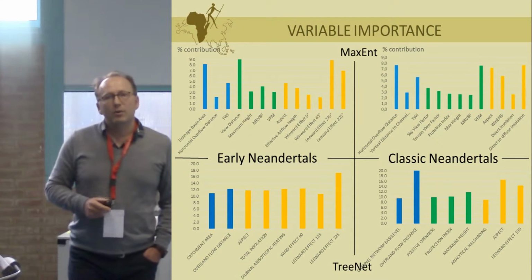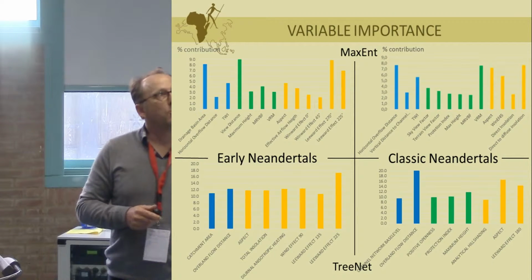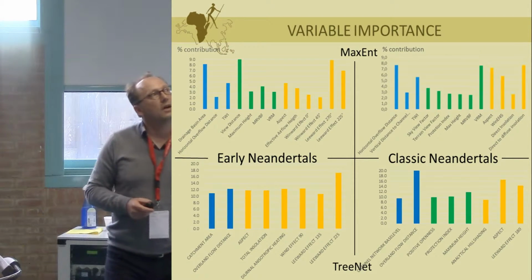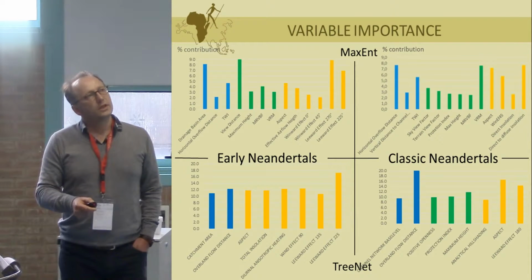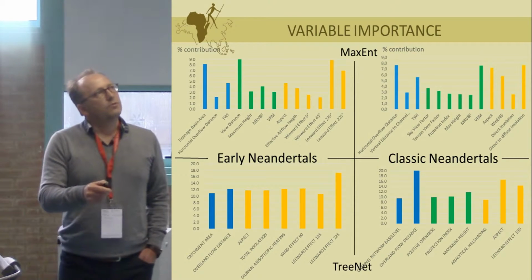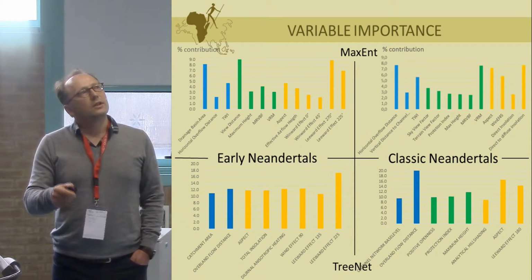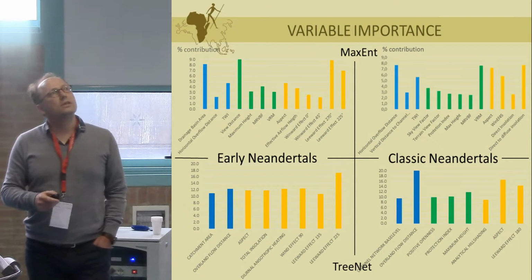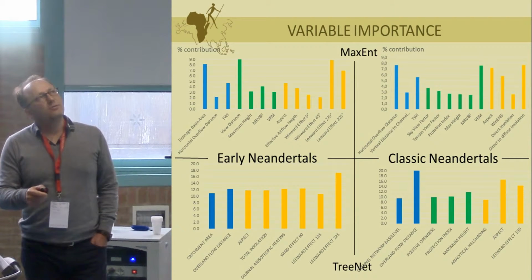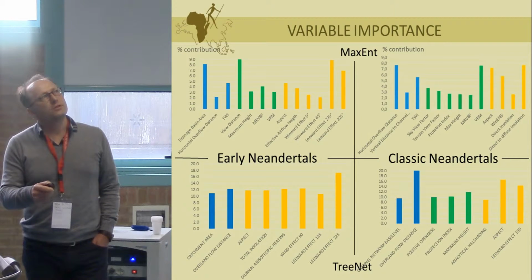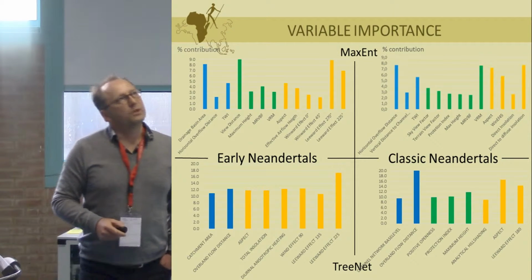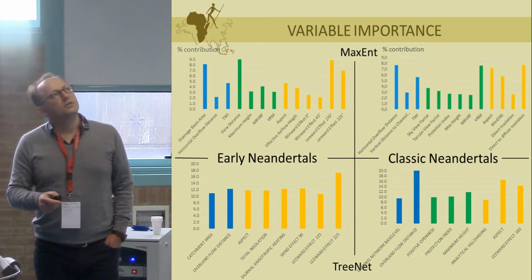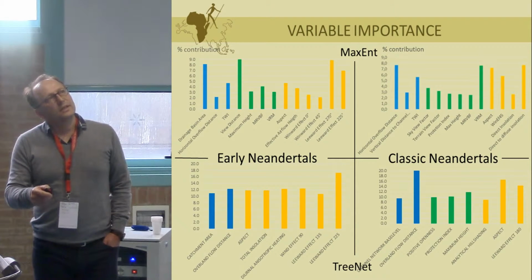So having now a look at the variable importances, because the variable importance tells us something about site preferences. Here we have the two modeling approaches, so Maxent on the top and TREENET on the bottom. Here we have the early Neanderthals on the left-hand side and the classic Neanderthals on the right-hand side. So you see the preferences: in yellow we have the climate preferences, in green strategic, and in blue the water-related preferences.